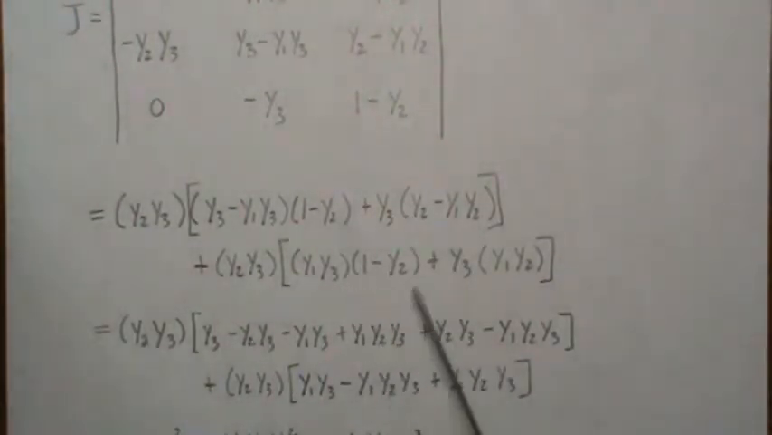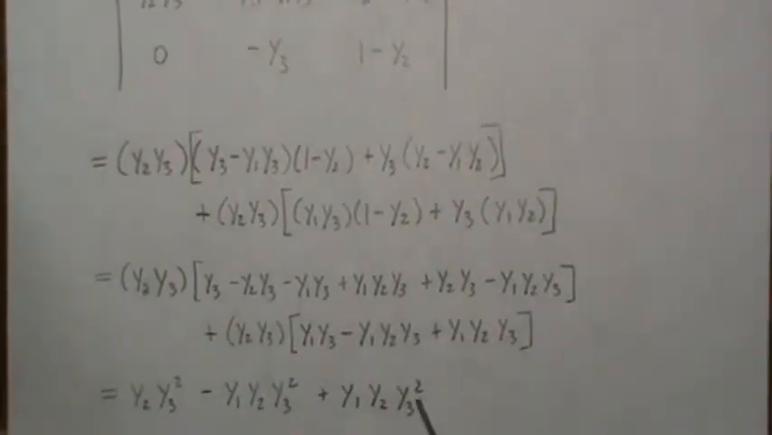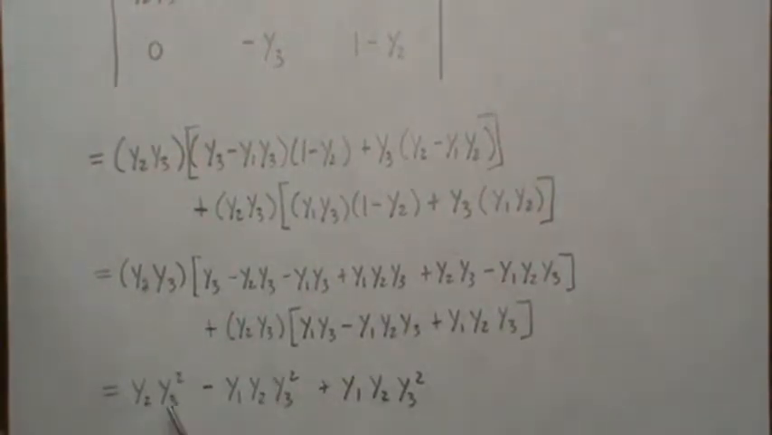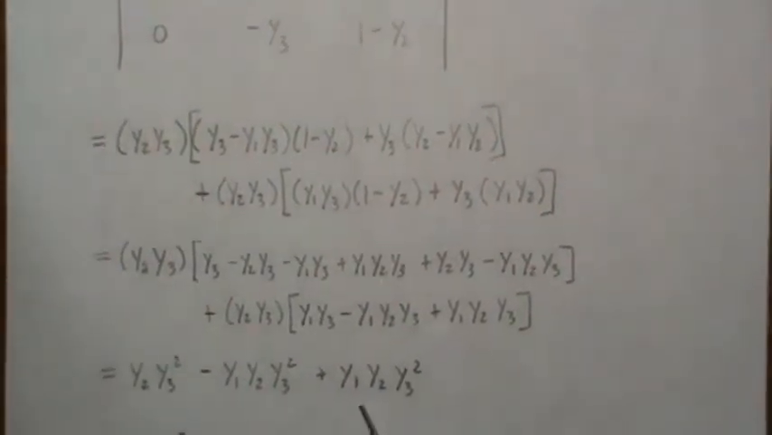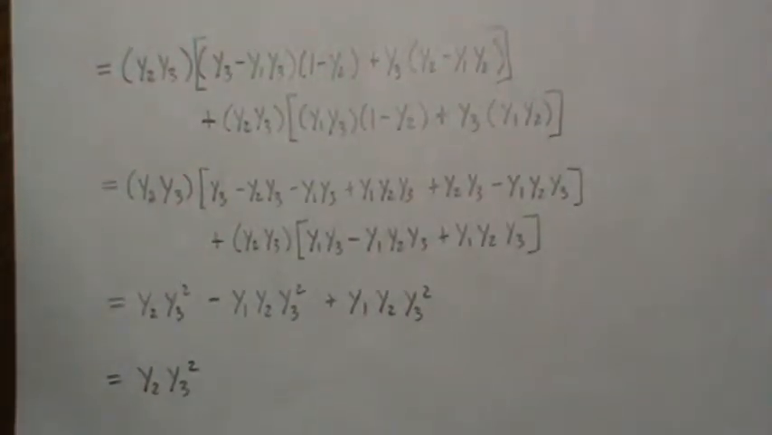Now to simplify, we multiply out, and we get this. Then it simplifies to this. I'm going to skip the algebra, and ultimately those cancel and it simplifies to this. So this is the Jacobian of our transformation.